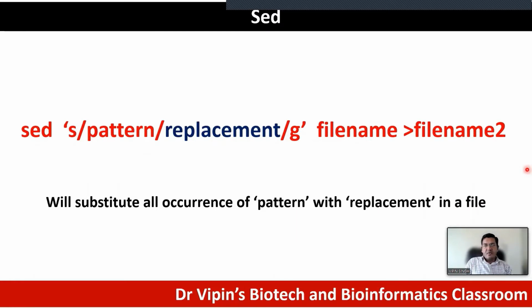Then if you want to write it out to a new file, again, this is simple. Instead of giving a -i switch, you can just give the greater than sign and also the new file name into which you want to write the corrected version.